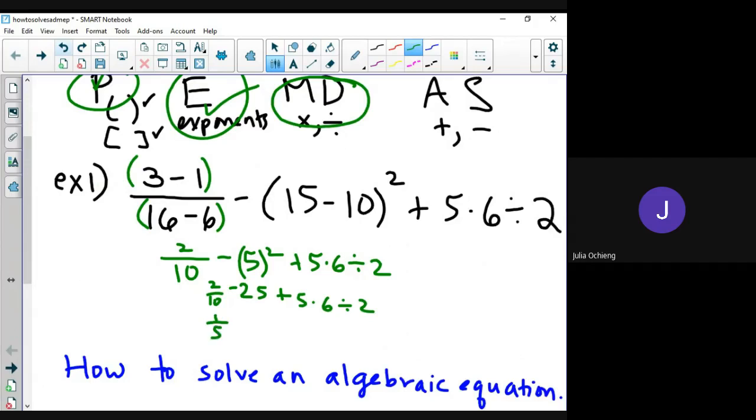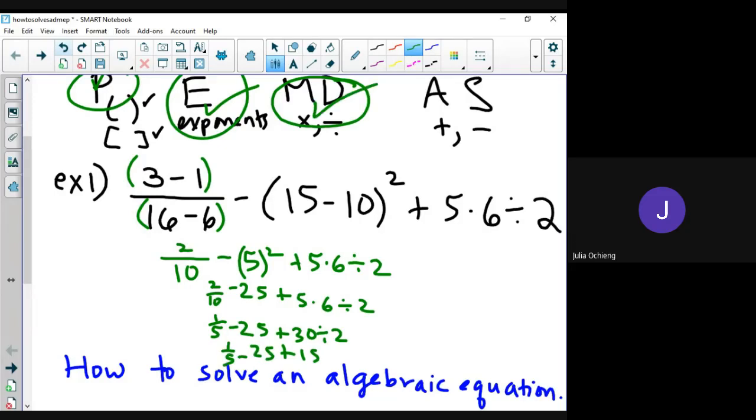That's 1/5. Minus 25 plus, so now we've got a multiplication, so we're going to have to do that. So 5 times 6 is 30. And then we're going to divide by 2 next. In whatever order the division and the multiplication appears, we do them. So 30 divided by 2 is 15. All right, so we're done with that.